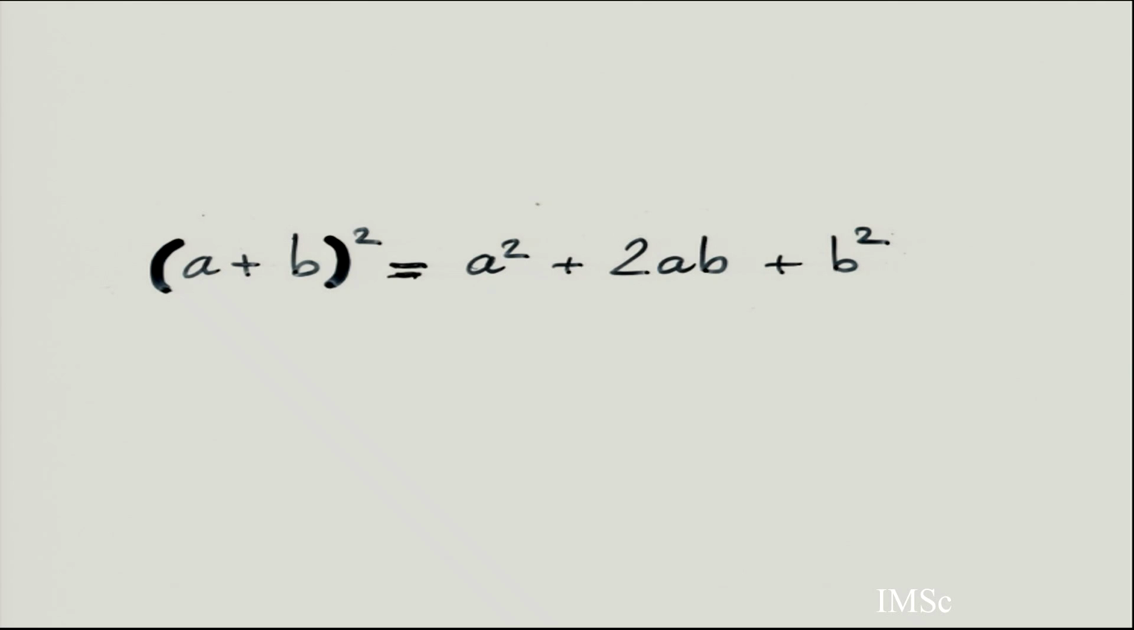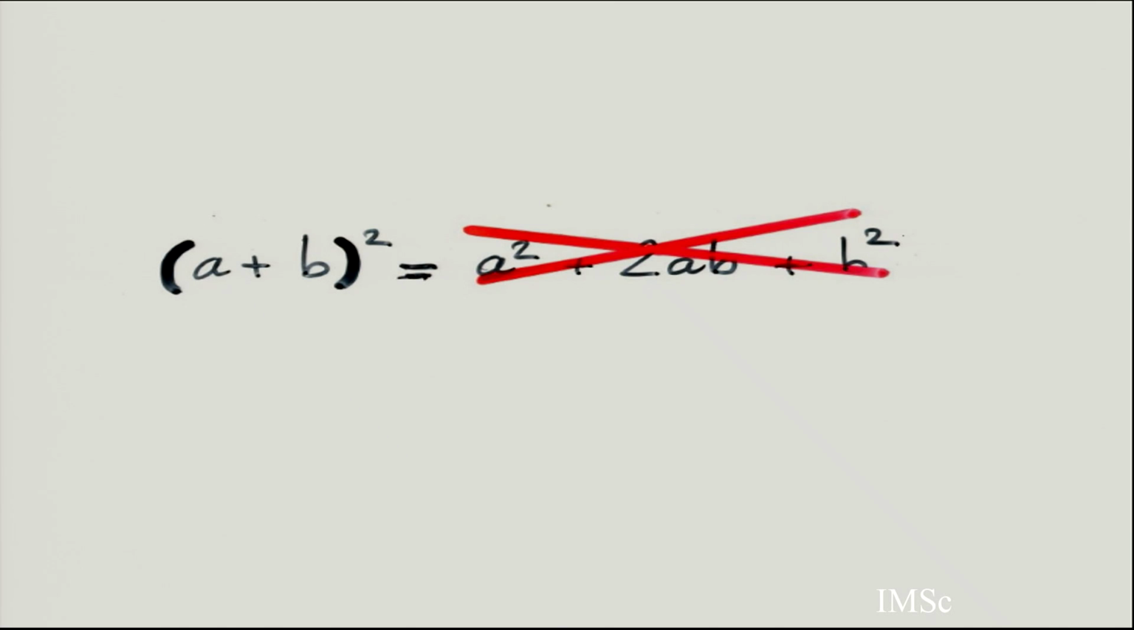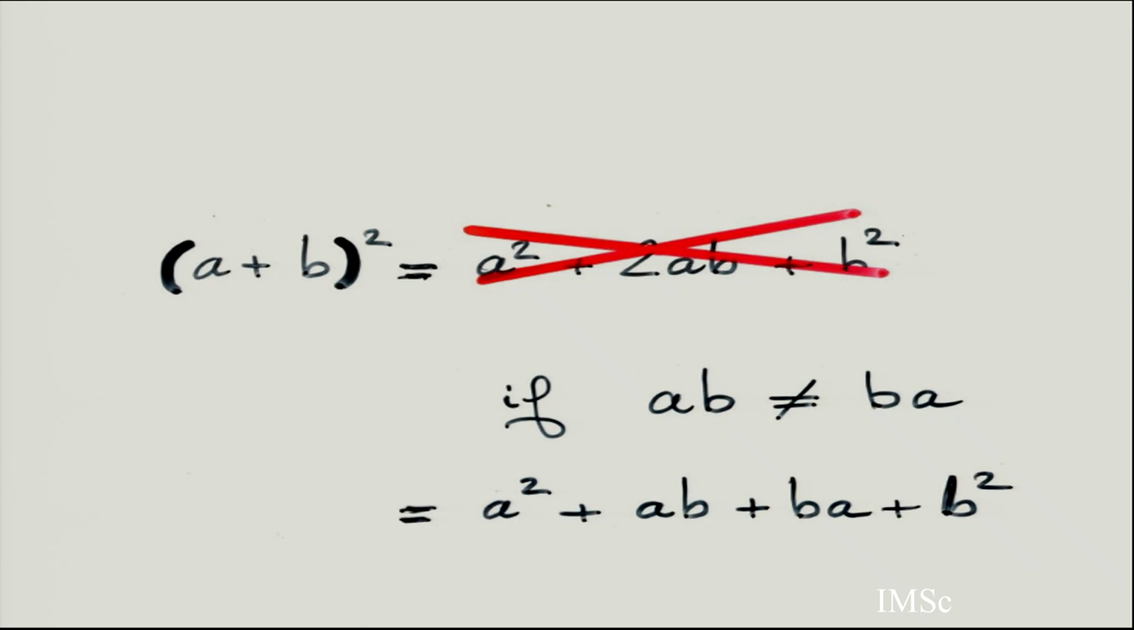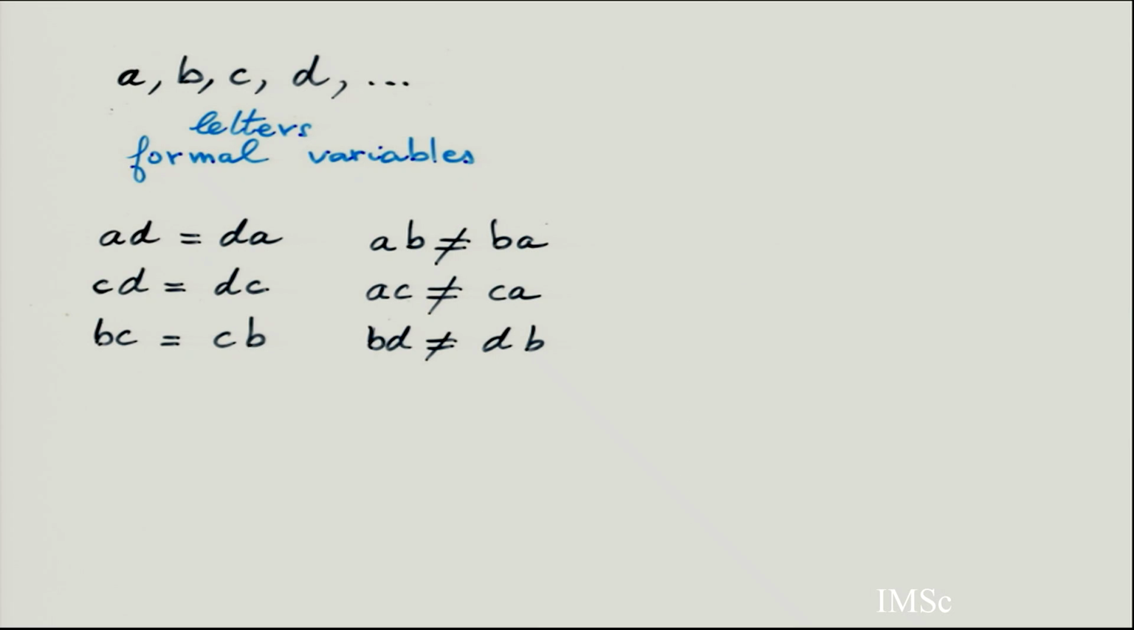Everybody knows this identity. But maybe it's not true. In case AB and BA do not commute, then this identity should be this one. So we have some letters, A, B, C, D, letters, or formal variables. And some of these variables can commute, like AD equals DA, CD equals DC, or BC equals CB. And some pairs maybe do not commute.